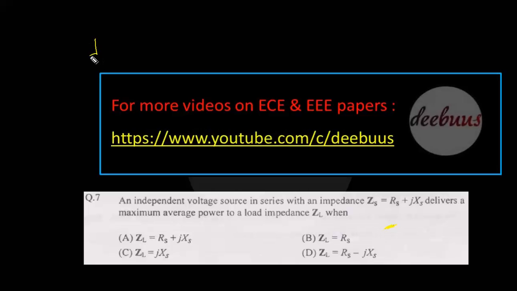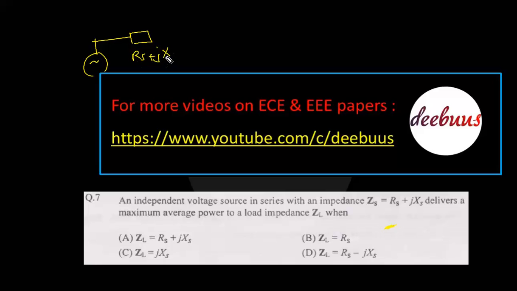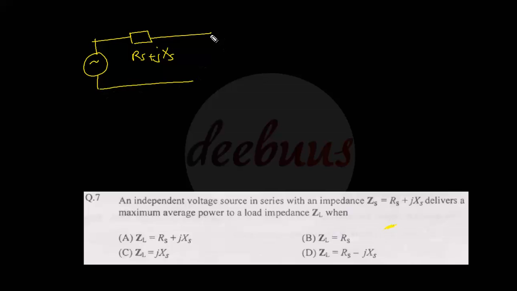Moving to the first question. An independent voltage source in series with an impedance ZS equal to RS plus jXS delivers a maximum average power to a load impedance ZL when ZL equals to, right? So it's a direct application of the maximum power transfer theorem. So the load impedance ZL must be equal to RS minus jXS, right? So the answer is D.